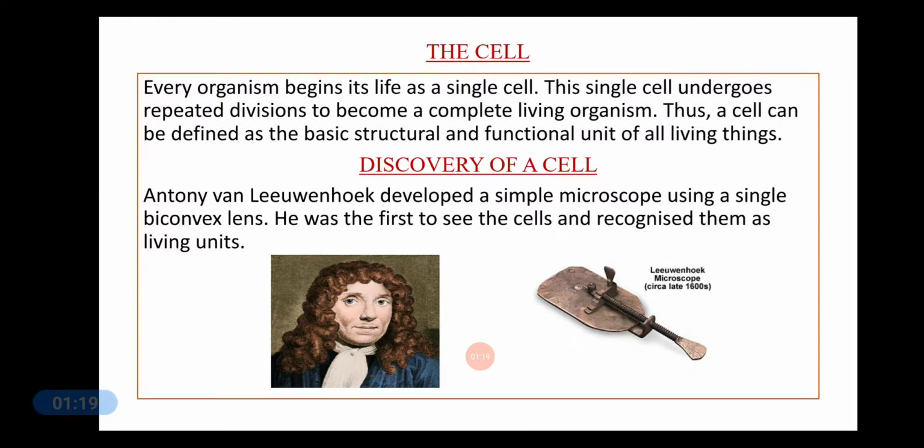Discovery of a cell. Antony van Leeuwenhoek developed a simple microscope using a single biconvex lens. He was the first person to see cells and recognized them as living units. So here, this is Antony van Leeuwenhoek. He made a very simple microscope, as you see over here, which consisted of a single biconvex lens present over here. With the help of this microscope, he was able to see the cells.